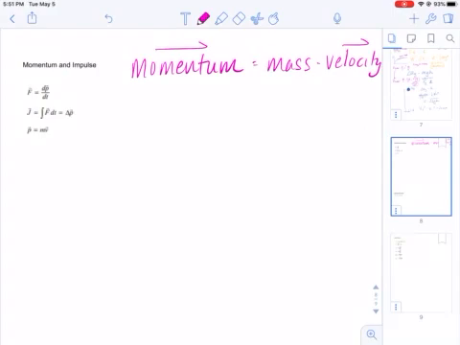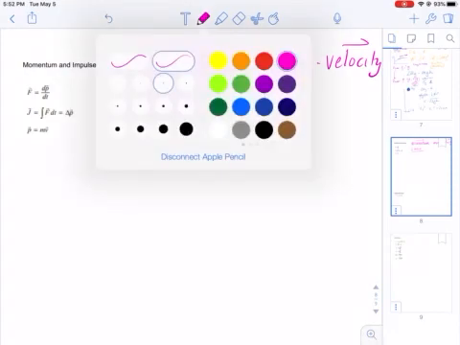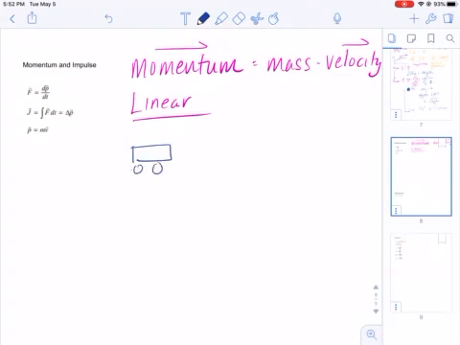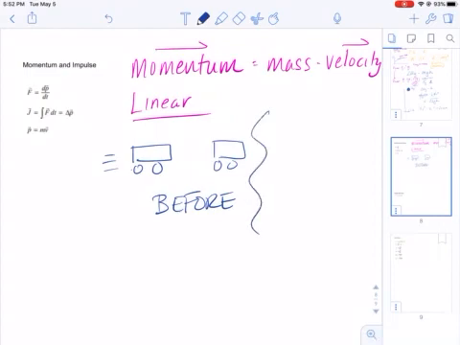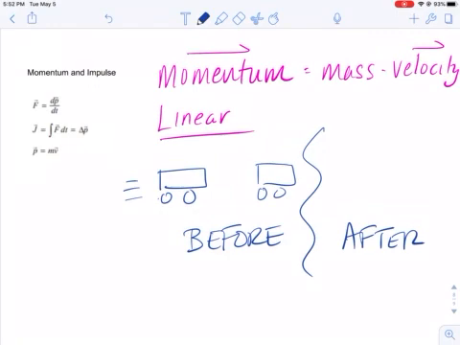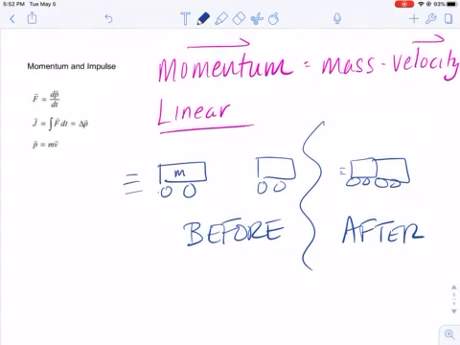The idea about momentum is that momentum is conserved. And what I mean by conserved is equal. The momentum before equals the momentum after. So in this scenario, the momentum of the first cart would be m times vi. The momentum of the second cart would be m times 0. It's not moving. And so that's 0. And the momentum of the carts stuck together would be little m plus big M times Vf. So this is called an inelastic collision.